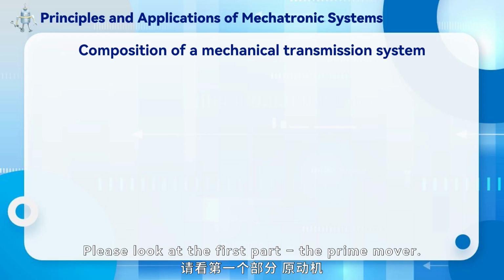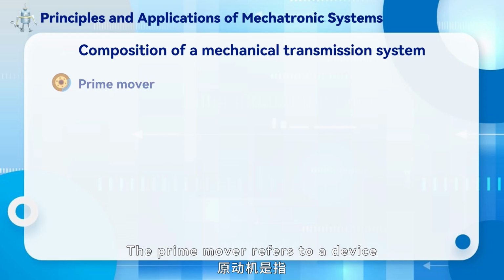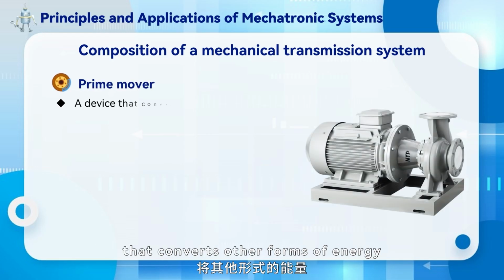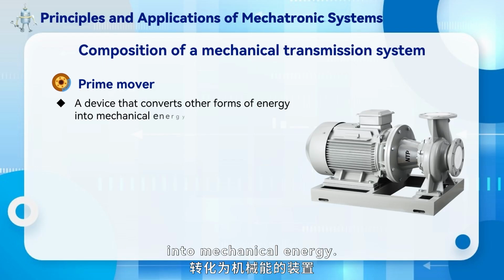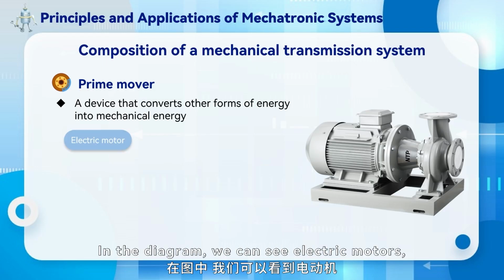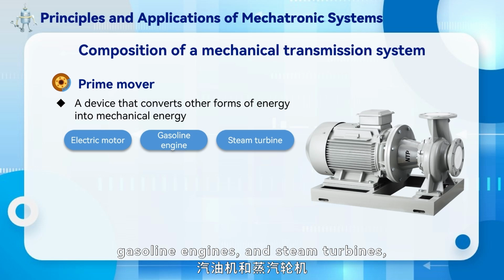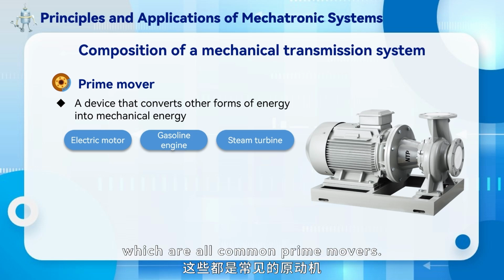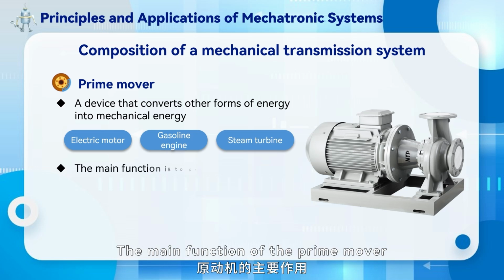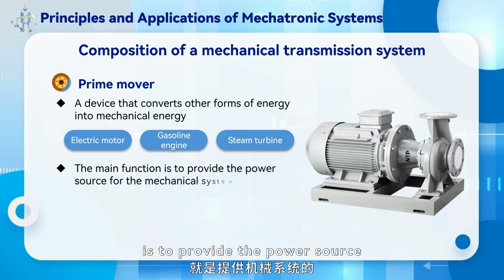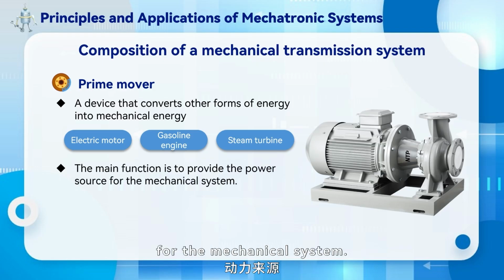Please look at the first part, the prime mover. The prime mover refers to a device that converts other forms of energy into mechanical energy. In the diagram, we can see electric motors, gasoline engines, and steam turbines, which are all common prime movers. The main function of the prime mover is to provide the power source for the mechanical system.